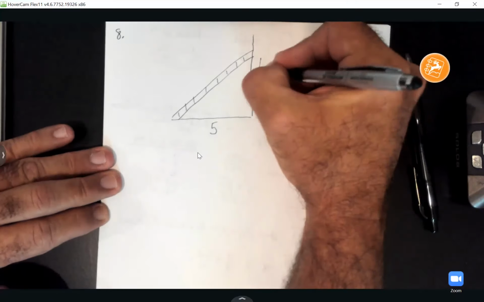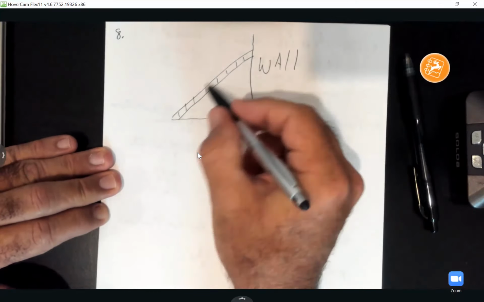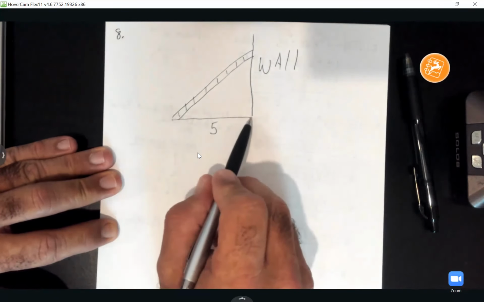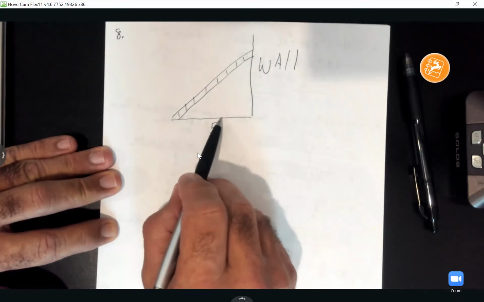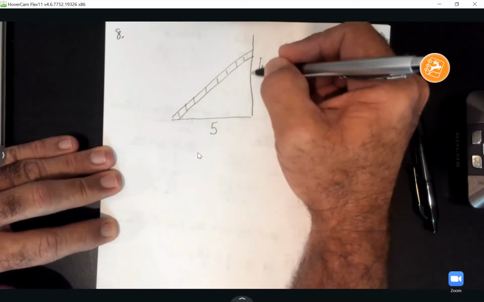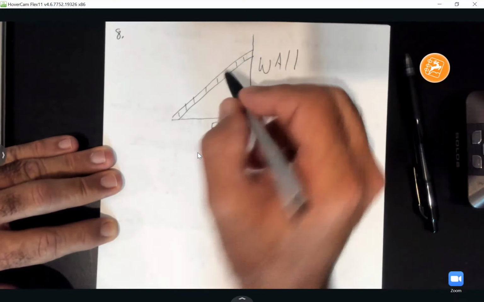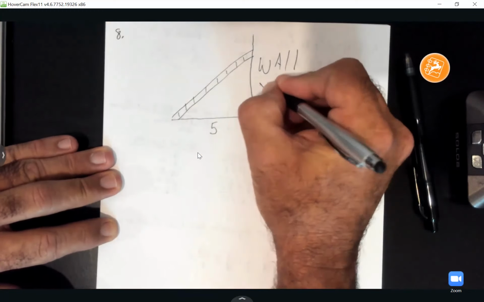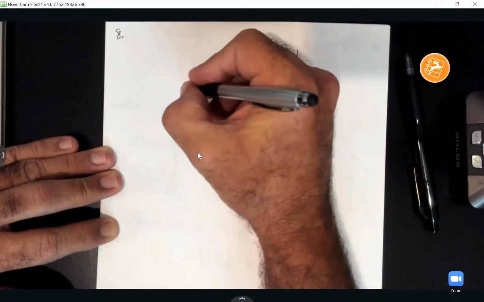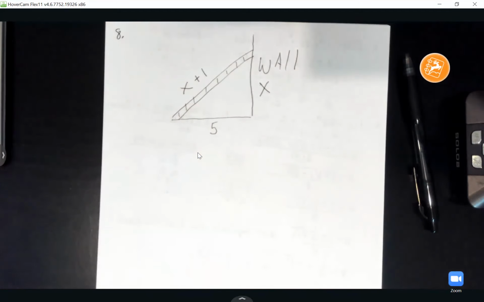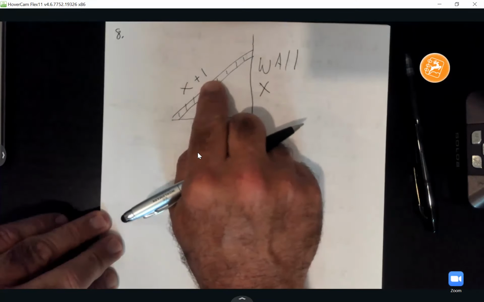All right, so over here's my wall. And here's my ladder leaning up against the wall. They told me the foot of this ladder was 5 feet from this wall. So this side was 5 feet. Then they told me that the height my ladder reached on the wall and the length of this ladder are consecutive integers. That means if this height it reaches on the wall is x, then this ladder would be x plus 1. So consecutive integers means two numbers right in a row. So to go from one number to the next, we just add 1.